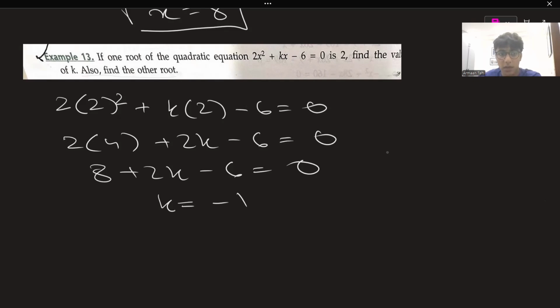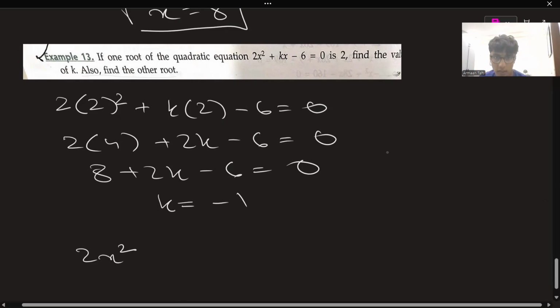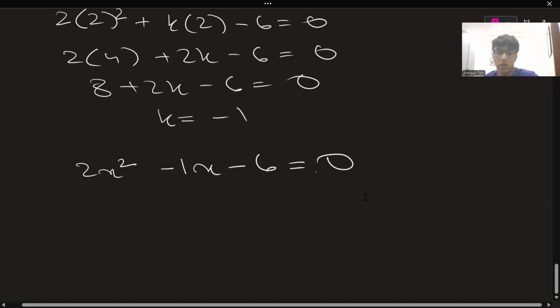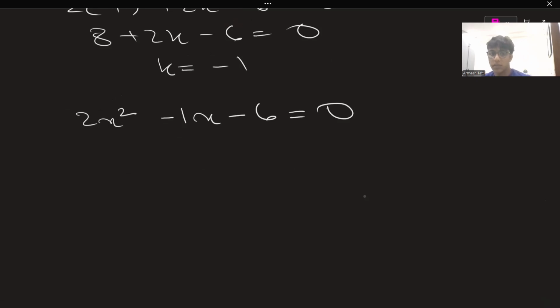And we'd also find the other root. Okay, so now that we've got k equals to minus 1, what is our quadratic? We have 2x squared, k is equal to minus 1, right? So it's minus 1 times x minus 6 equals to 0. Now we have to solve this quadratic. Okay, so let's solve this now. Again, 12, how do you get 12? 12 equals to 6 times 2, 3 times 4. And by now, the moment you see only 1, you should always know it's just 4 times 3 only. So it's 2x squared minus 4x plus 3x minus 6 equals to 0, right?